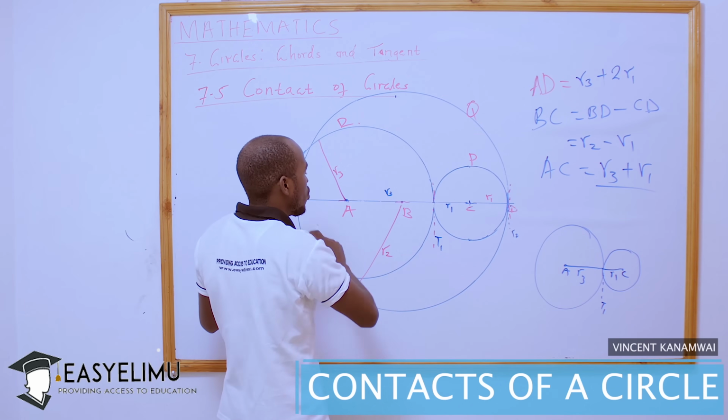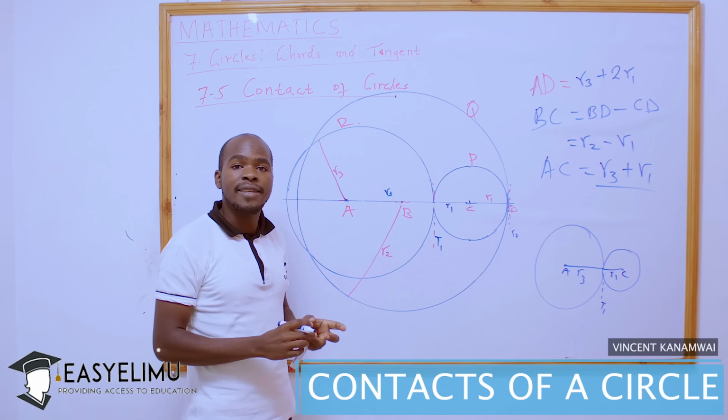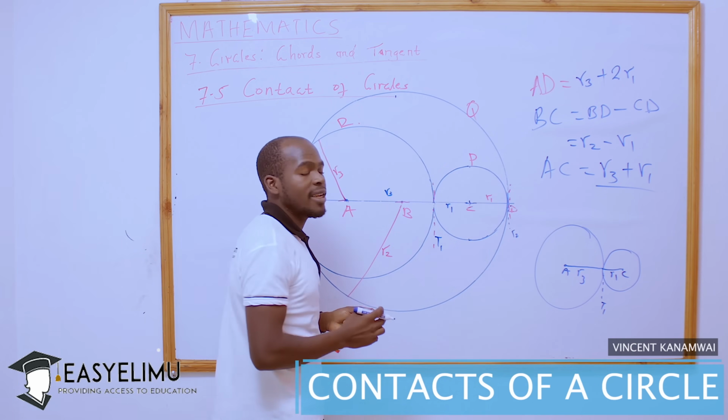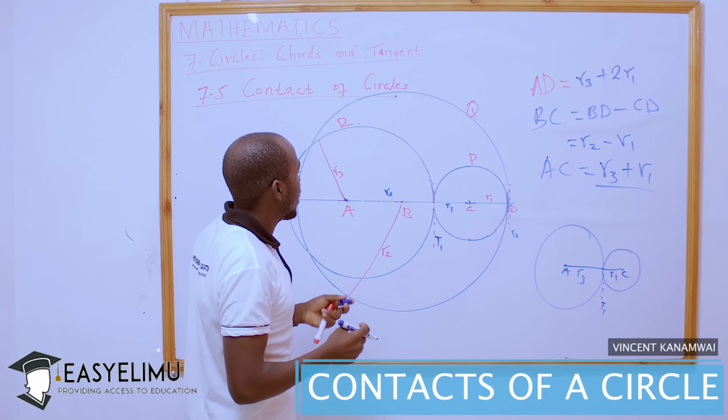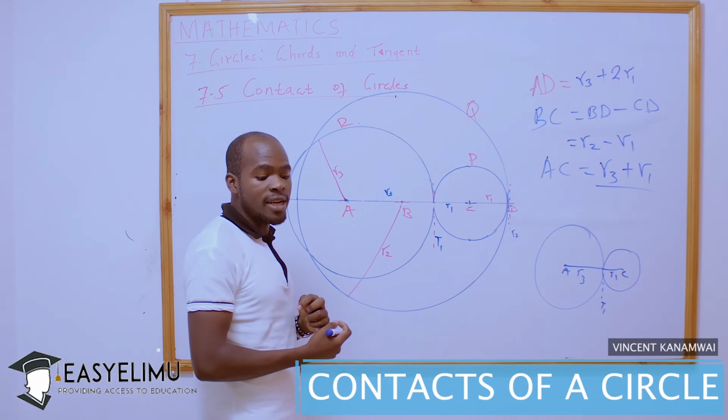Remember, circles R and P are intersecting externally, and circles Q and P are intersecting internally. So that is what we have noticed, and that is how we can work out the distances.